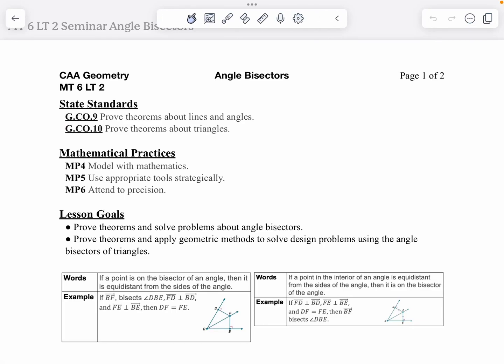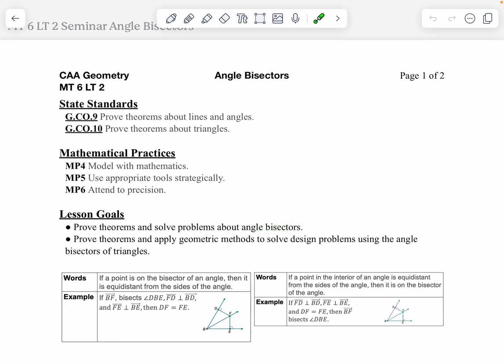Hello, let's take a look at your MT2 or MT6 LT2 seminar. We're going to continue to prove theorems about lines and angles and triangles. We're going to model with mathematics, use some tools, and attend to precision. The content we're going to use that for is to prove theorems and solve problems about angle bisectors.